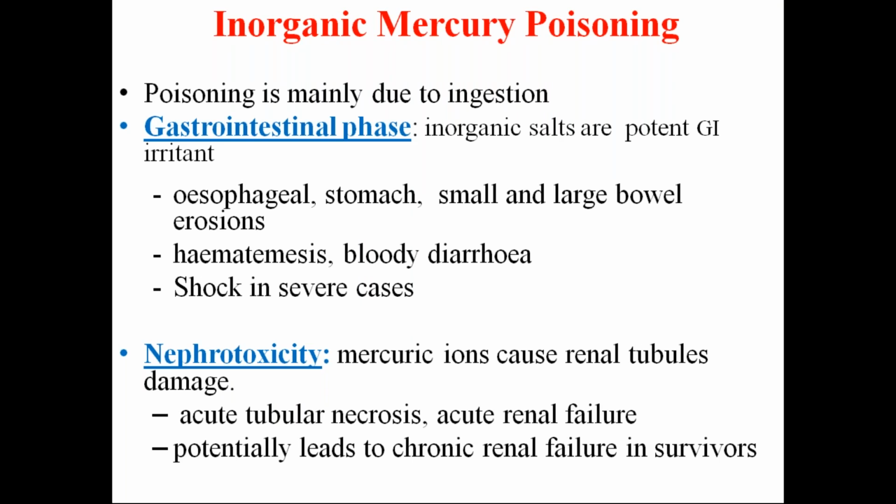So organic mercury poisoning occurs mainly due to ingestion. Here, the GI symptoms will prevail, because it is a potent GI irritant, the patient will have mostly erosions. The patient can have esophageal, stomach, small and large intestine erosions. There can be hematemesis, vomiting of blood, because of the erosions. Erosions of the mucous membrane can rupture the blood vessels which are underlying the mucous membranes.